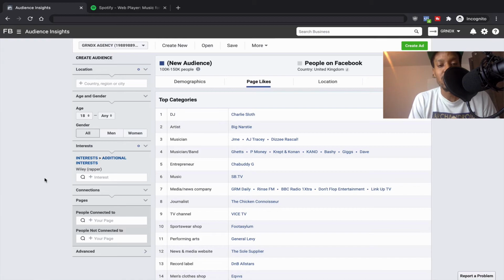But that's pretty much how you do your research. Type in your key interests, look at the names that pop up, and if they keep on popping up, write a list, and check their affinity scores to see the ones that are closely related and the ones that are not closely related. And you start building out your ad sets.